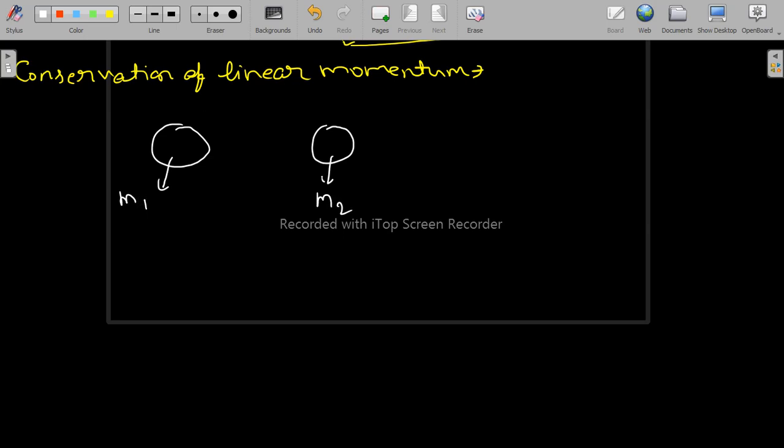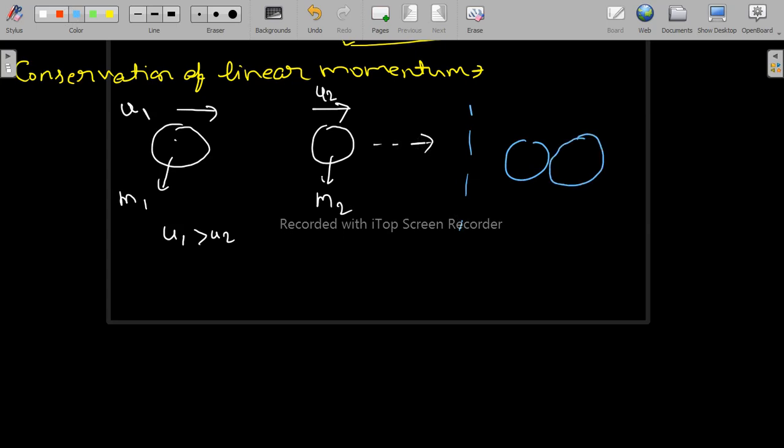Suppose these two objects are moving in the same direction with different velocities. Suppose the initial velocity of this object is u1 and the initial velocity of this object is u2. Considering the case that u1 is greater than u2, the first object is moving with higher velocity than the second object. So after some time, will this object collide with the second or not? Tell me. The first object will collide with the second object.